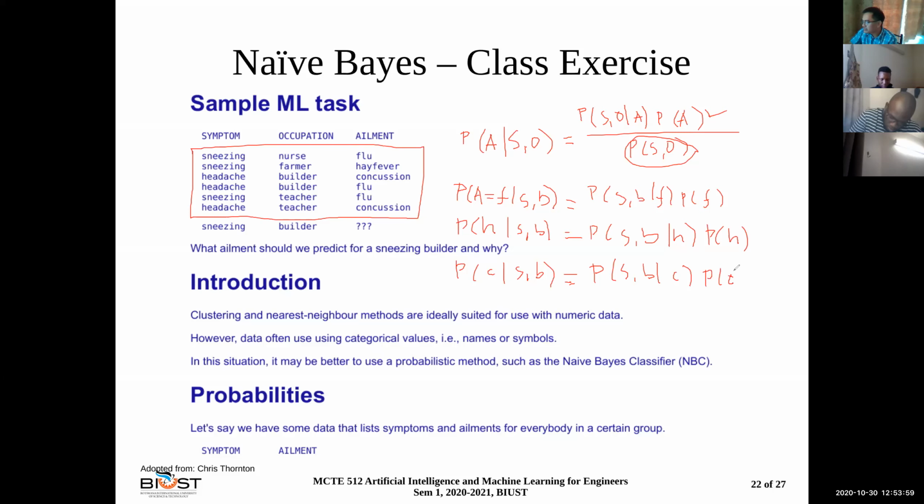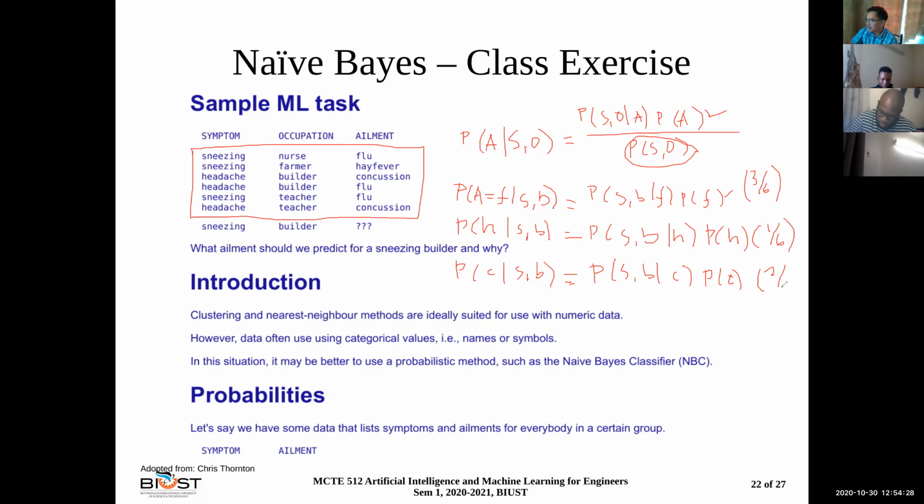Okay, so let's compute. What is the probability of the flu? This one is fast. Flu: 1, 2, 3 out of 1, 2, 3, 4, 5, 6. So that's 3/6. The probability of hay fever is 1/6. And the probability of concussion is 1, 2, so 2/6.